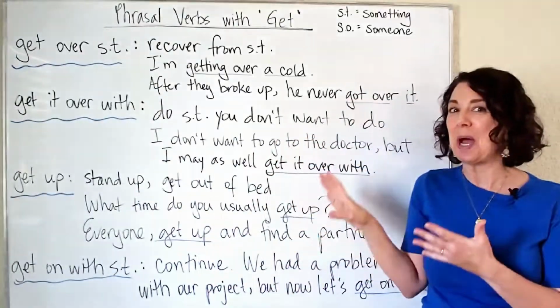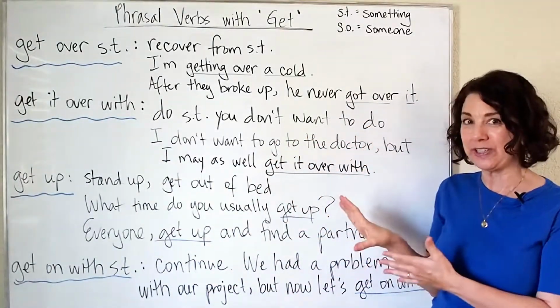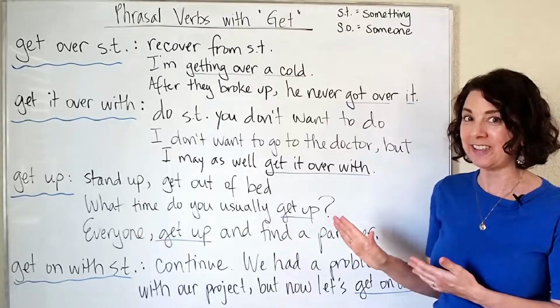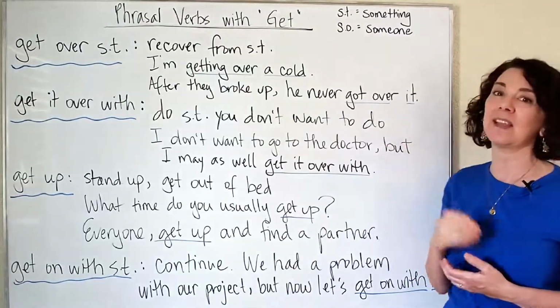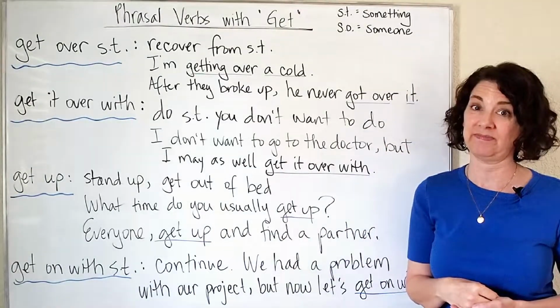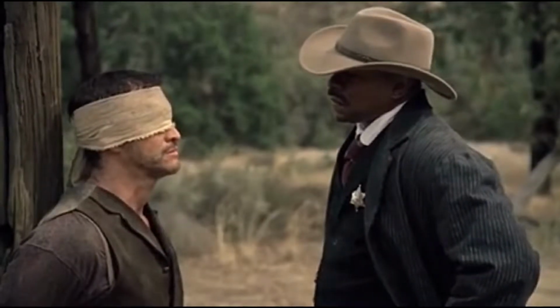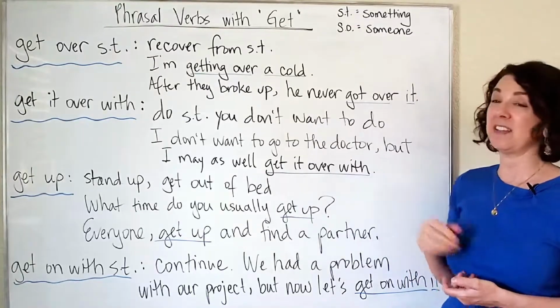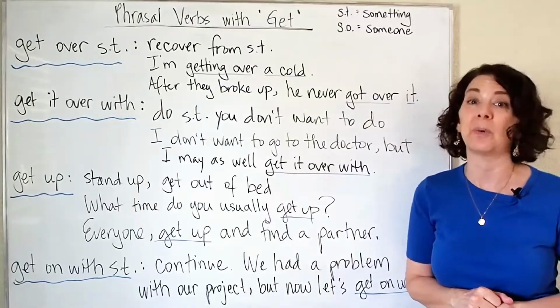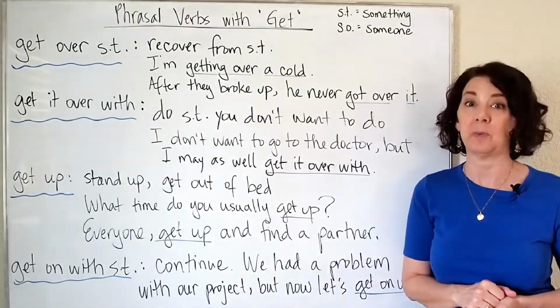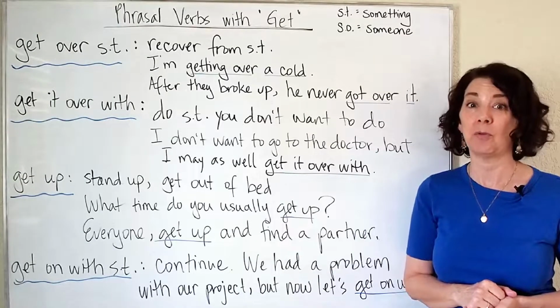Okay, second, get it over with. So this one you have to remember all 4 words. They all go together. And to get it over with means to do something that you don't want to do. For example, I don't want to go to the doctor, but I may as well get it over with.